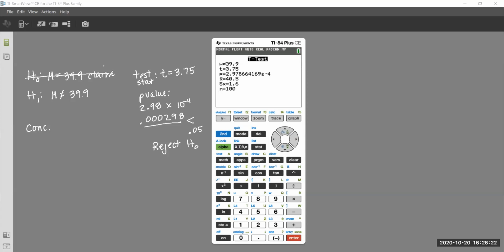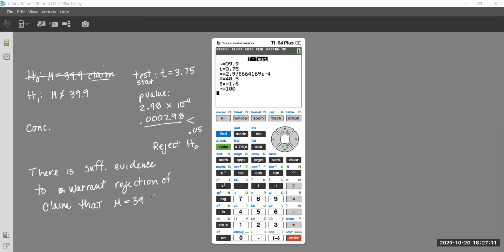What may make this one a little different is the claim was in the null hypothesis. So when we look at the little table to write our conclusions, it's going to say there is evidence to warrant rejection of the claim. We can't support our claim when it's up here. We can just reject or fail to reject. So we'll say there is sufficient, I'll abbreviate, evidence to warrant rejection of the claim that the mean circumference is equal to 39.9.